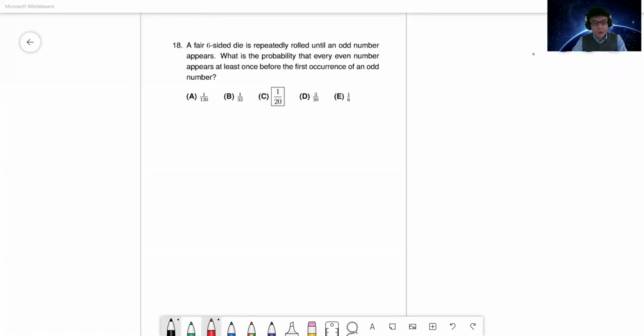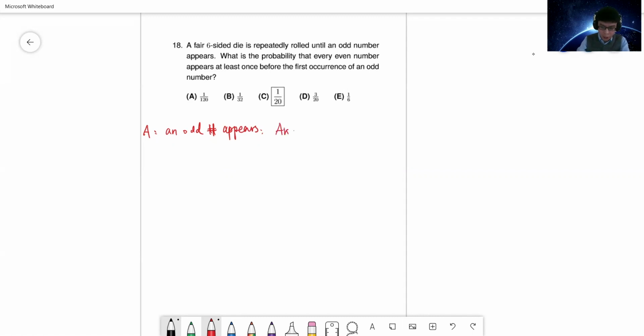Question 18. A fair 6-sided die is repeatedly rolled until an odd number appears. What's the probability that every even number appears at least once before the first occurrence of an odd number? Let's first consider the event that an odd number appears. So we claim that this probability is actually 1, but let's justify this claim.